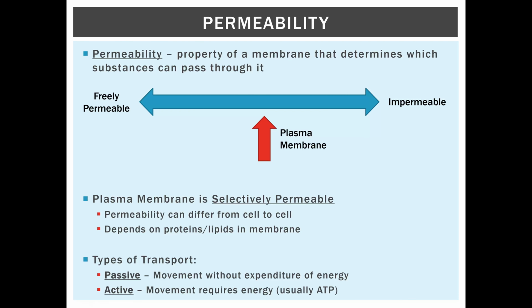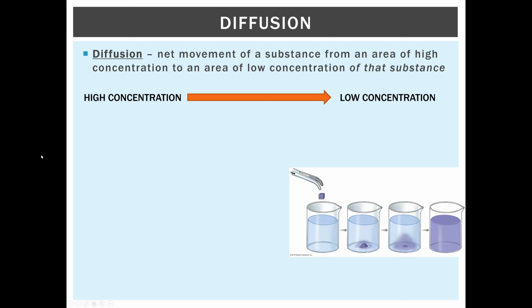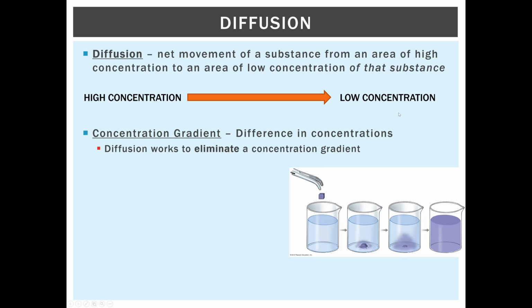So diffusion is the movement of a substance from an area of high concentration to an area of low concentration of that substance. It ignores any other substances around it, and it only moves from its own area of high to low. So keep in mind, diffusion goes from an area of high concentration to an area of low concentration. The term concentration gradient refers to a difference in concentration.